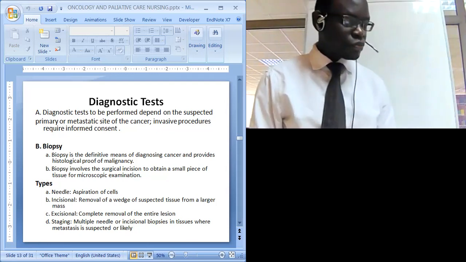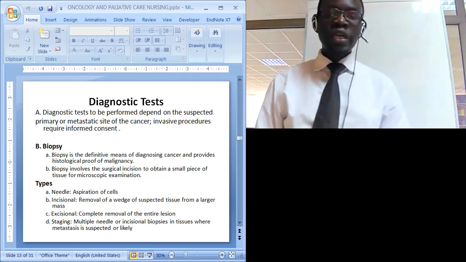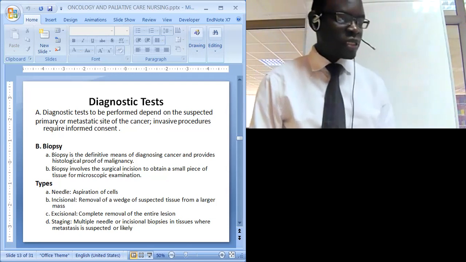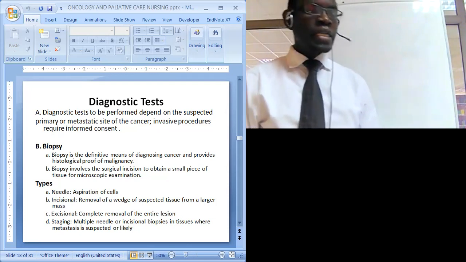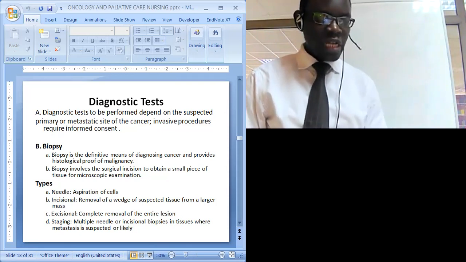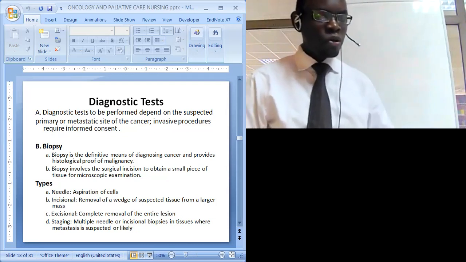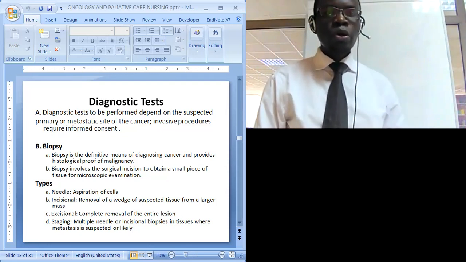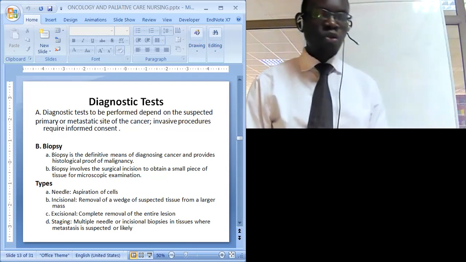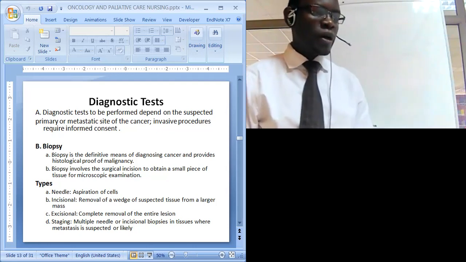Then there is excision biopsy, where they completely remove the entire tissue and get a piece and then take it for examination. Then staging. Here in staging, as we saw, was from 0 to 4, whereby 4 stands for distant metastasis. They get pieces from several areas where they think it has moved to, and then they look under the microscope to see whether indeed it has moved there. So those are the types of biopsy.